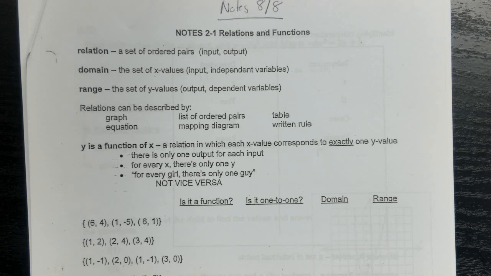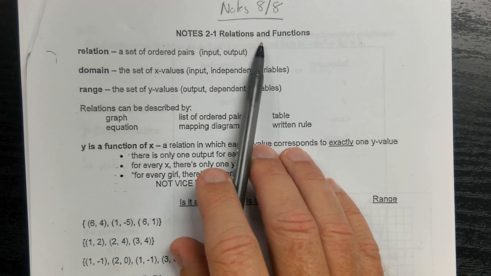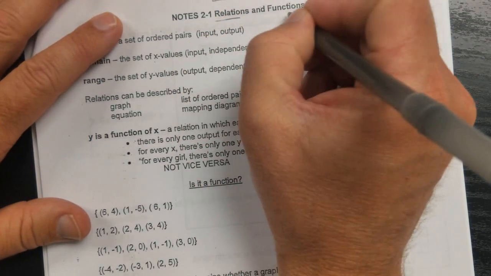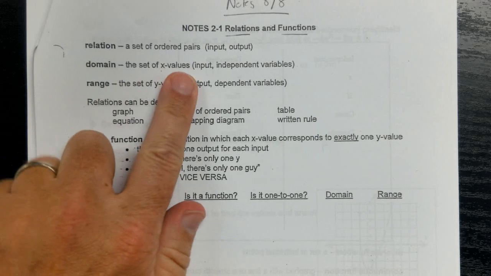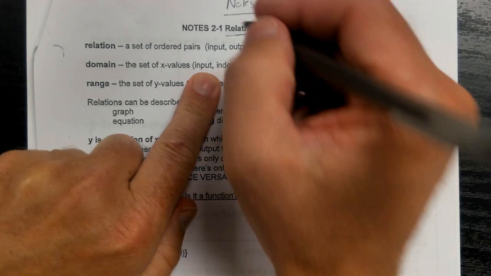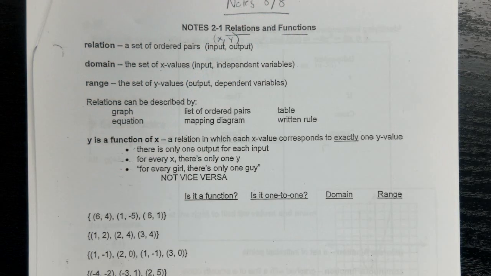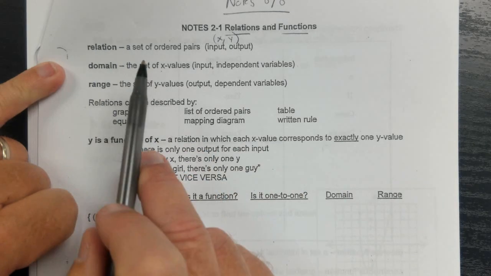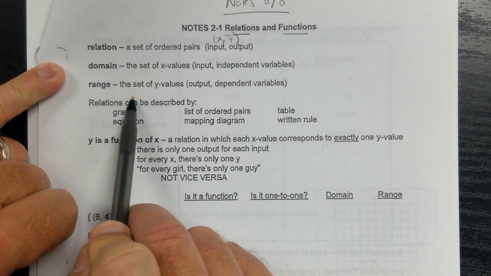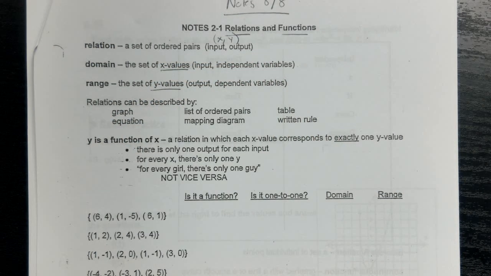All right, relations and functions. I guess we better be clear that those are not the same thing. A relation is a set of ordered pairs, like input, comma, output, x, comma, y, any combination of x's and y's. Domain and range we talked about yesterday. The domain is the x values, the range is the y values.